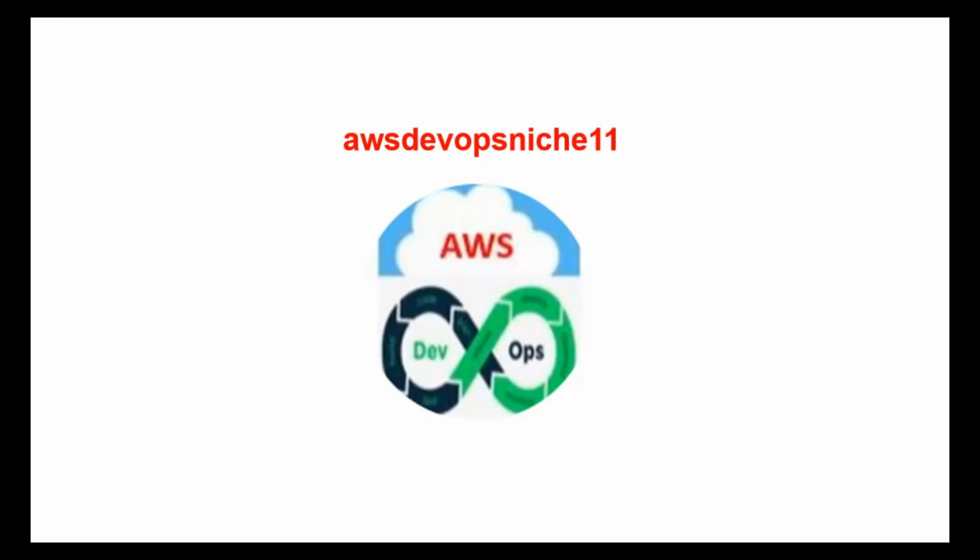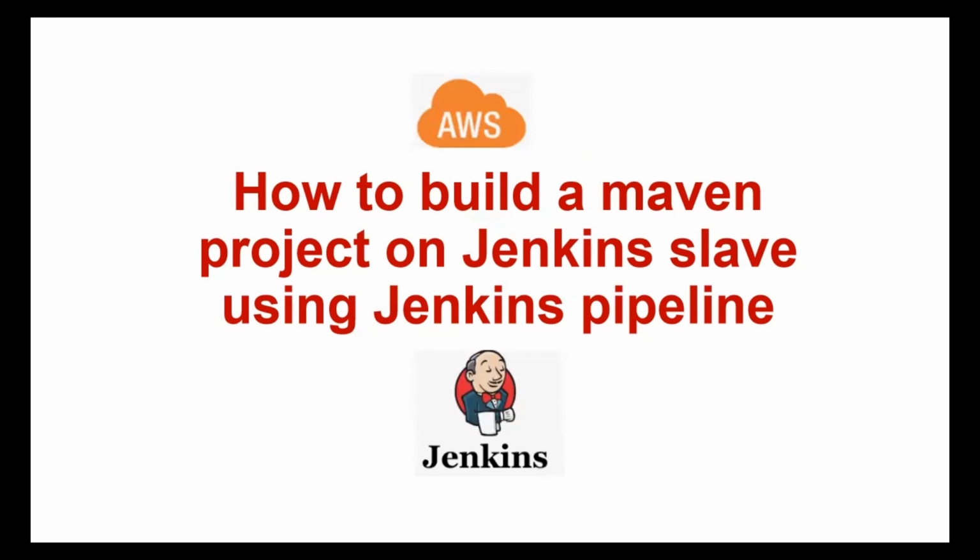So in this video, we will see how to build a Maven project on a Jenkins slave using the Jenkins pipeline. So the point to note, we are going to build a Maven project on the Jenkins slave, not on the Jenkins server. Okay, and we will use the pipeline script to build that Maven project and generate an artifact.